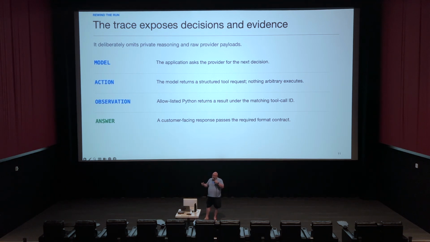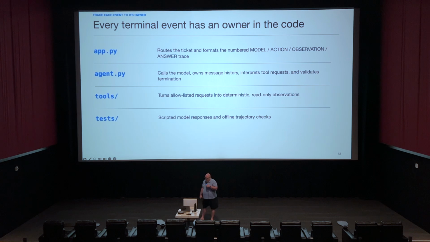And in the application here, right, the trace exposes the decisions and evidence. So you wouldn't do this on most applications. You might see this if you use Cursor or Codex or Claude code. You might see it's giving you evidence as it goes along. It may keep more evidence anywhere else, but this application, again, it's an instructive tool, so it tells you exactly what it's doing every time. So if you want to mess with it, you can see that. And every terminal event has an owner to the code of what it's going to do.